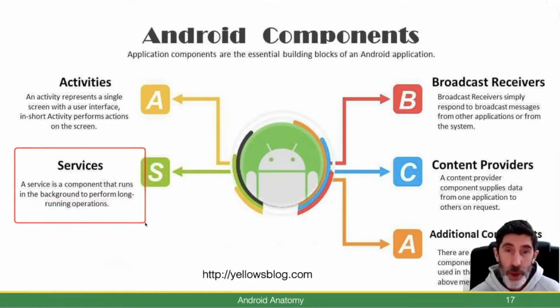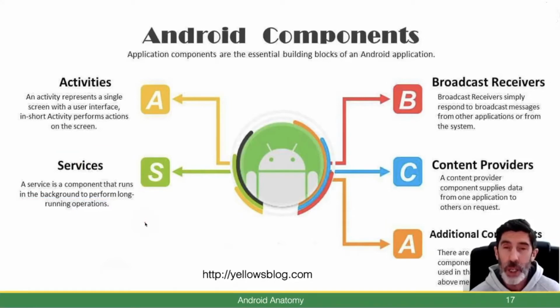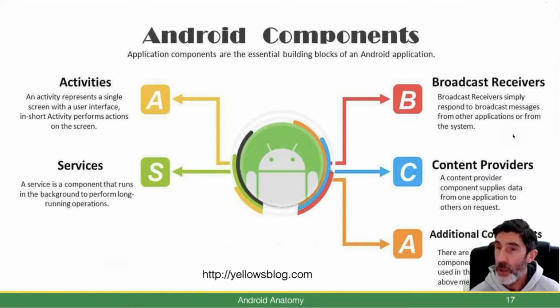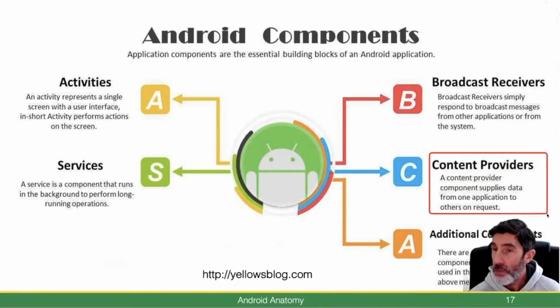We have our services. It's a component that runs in the background to perform long-running operations, so possibly downloading some audio, even some video file from the internet. We have our broadcast receivers. They simply respond to broadcast messages from other applications or from the system. Notifications would be a very common example of those broadcast messages, and then you write your broadcast receiver to respond to that notification. We have our content providers. A content provider component supplies data from one application to others on request.